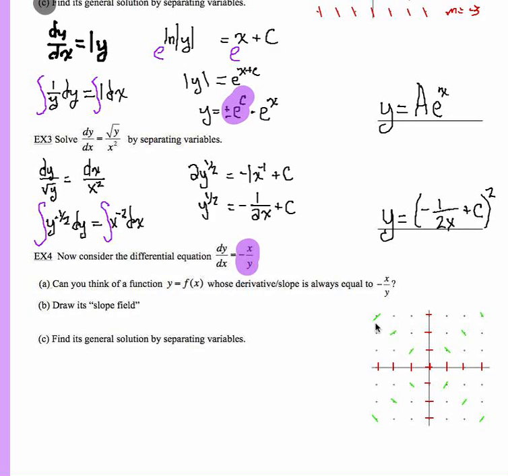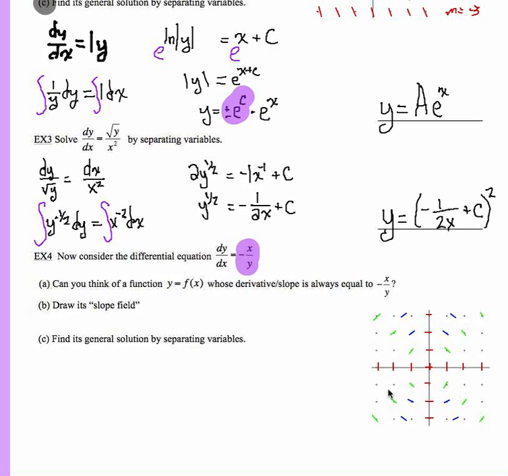Alright, and now what I've done here in green is I've marked all of the places where the x value and the y value are the same, which means that the slope would be 1 or negative 1. Right? So each one of these little green segments shows me where the slope is going to be either 1 or negative 1. And then the blue segments here represent the places where the y value is twice as big as the x value. And if the y value is twice as big as the x value, then the slopes are going to be negative 1/2 or positive 1/2. And each one of these blue slopes is either a negative 1/2 or a positive 1/2.